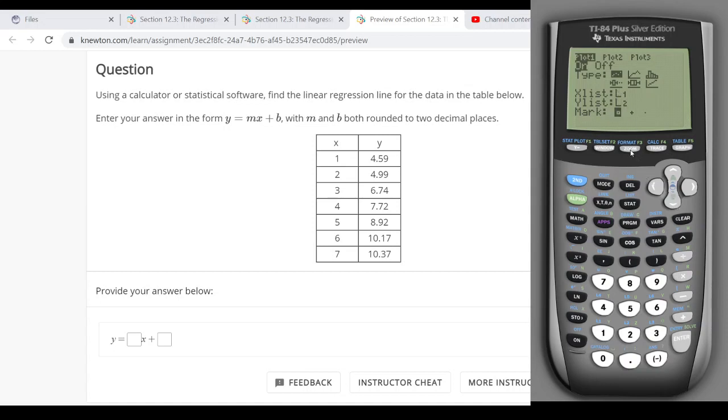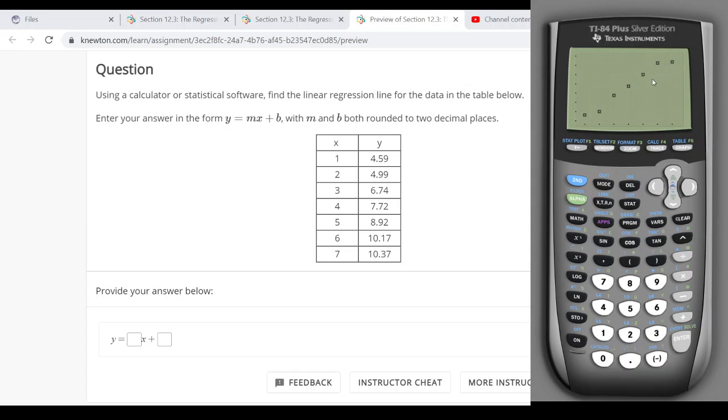Then for the graph, I want to make sure that all the points actually show up on my graph. I'm just going to hit the zoom button, and you can scroll down to number 9 or just hit 9 for ZoomStat, and it changes the window so all the points in your plots will show up. All your statistical graphs will show up on the screen.